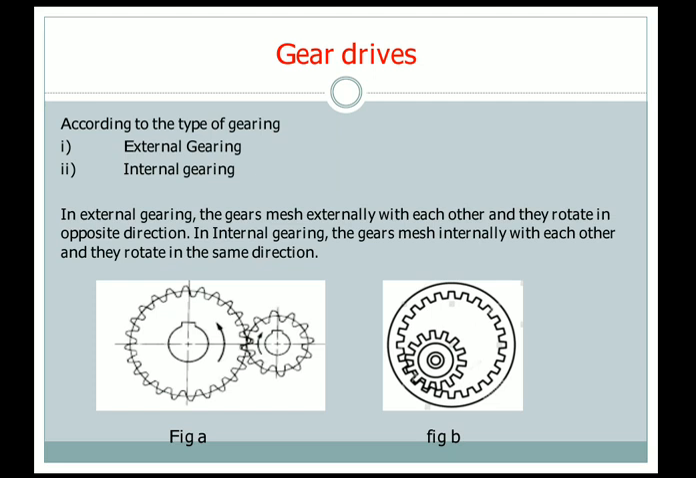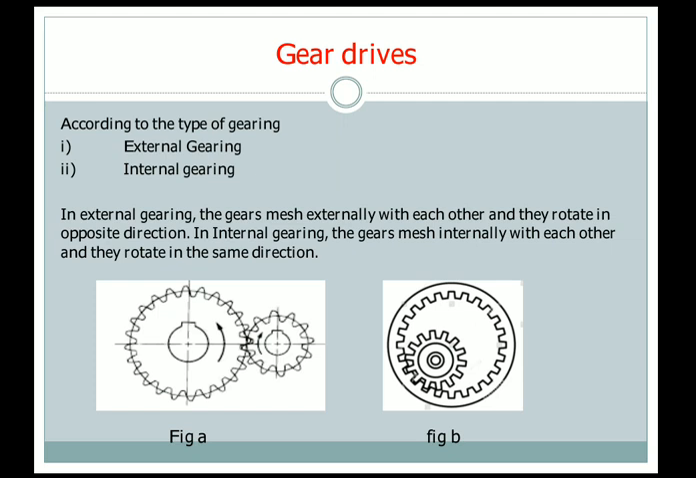In internal gears, the gears mesh internally with each other and they rotate in the same direction. In the figure B below you can see an internal gear, where one gear is inside the other gear. Here the direction of rotation of both the gears is the same. If one gear rotates clockwise, the other gear also rotates clockwise. If one gear rotates counterclockwise, the other gear also rotates counterclockwise.